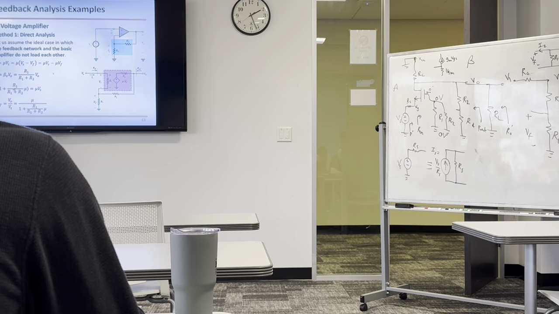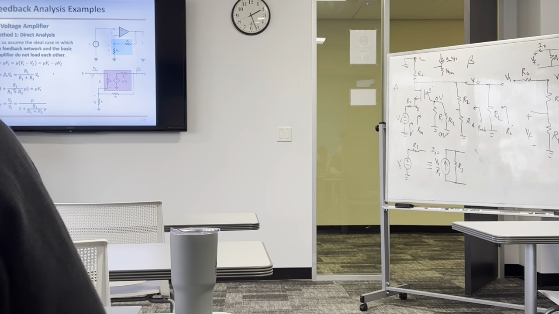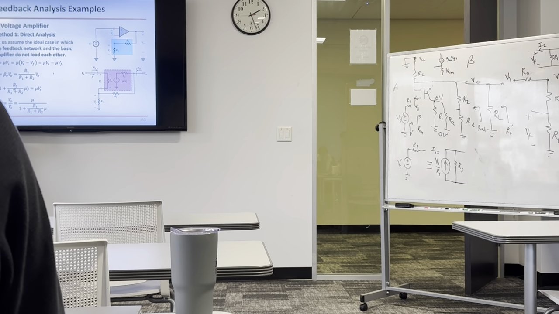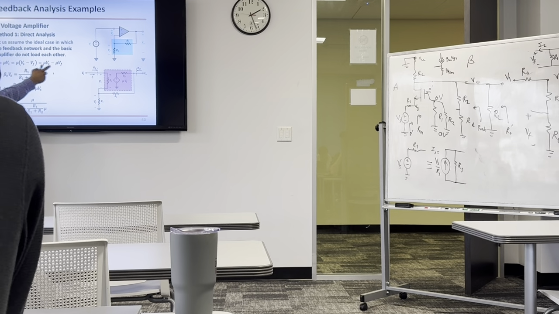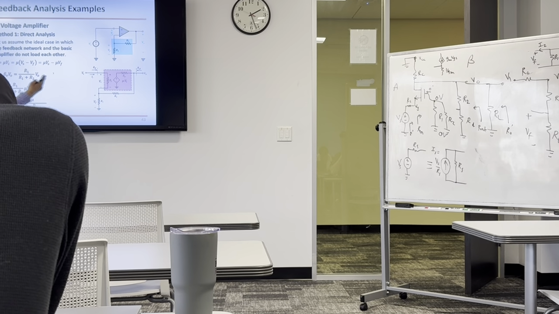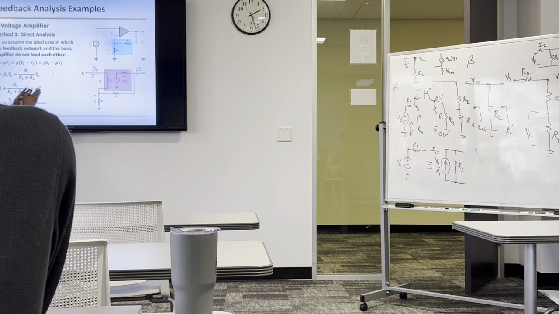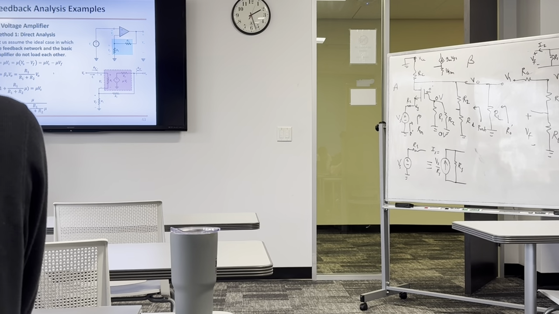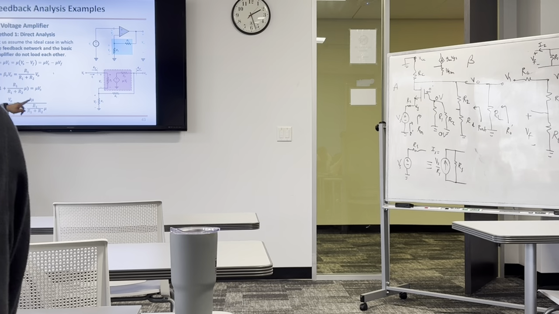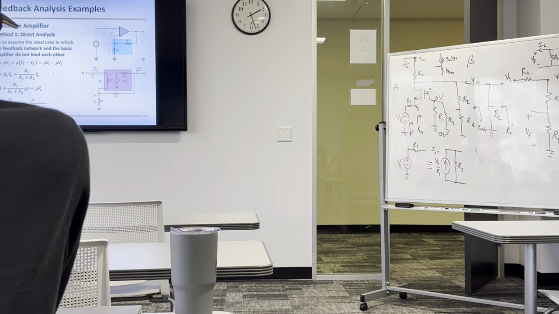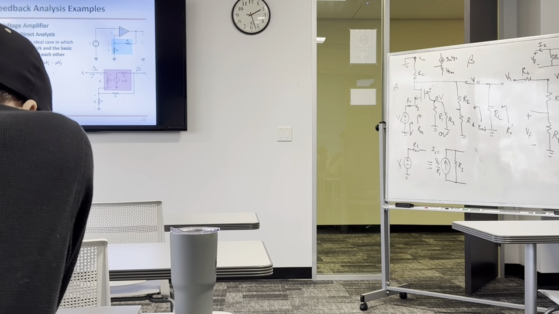Then we go back here, substitute Vf here, and then rearrange the terms to bring V out on one side and Vs on the other side, and solve for V out over Vs. This is going to give you this, which is the open loop gain divided by 1 plus beta times the open loop gain. So this is A divided by 1 plus beta times A, which we expected. But is this accurate? No, because of the assumptions we have.